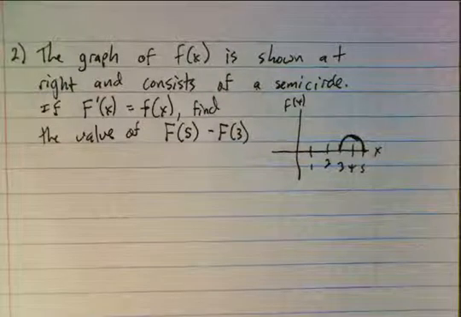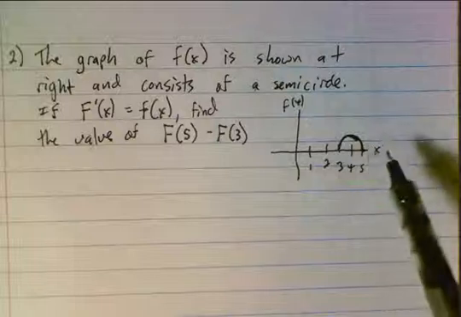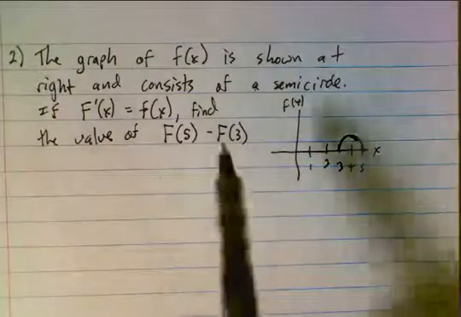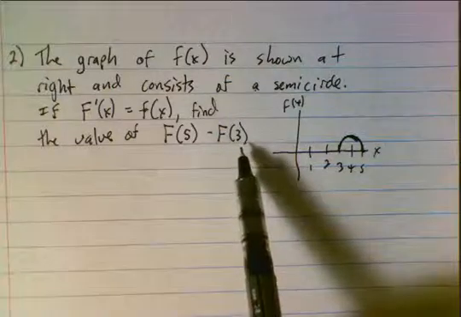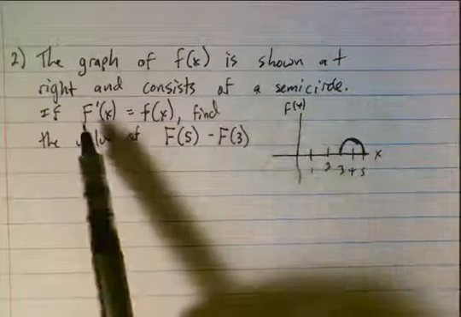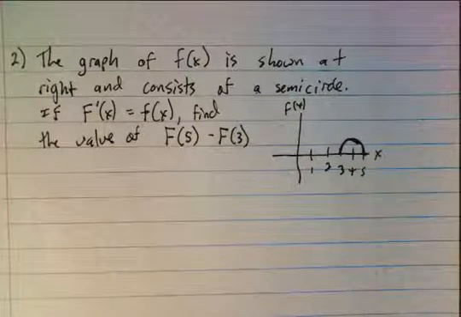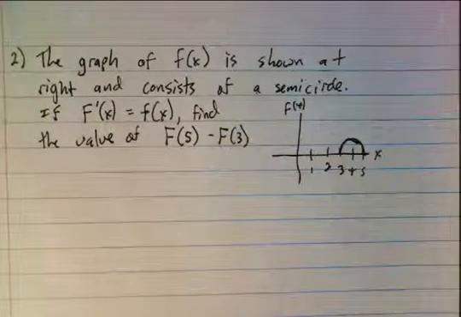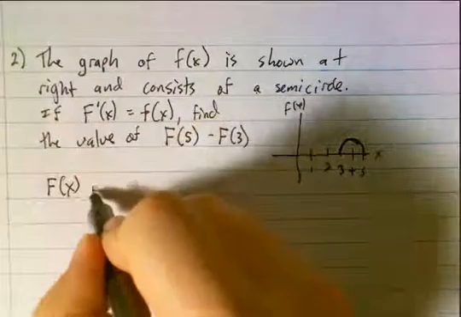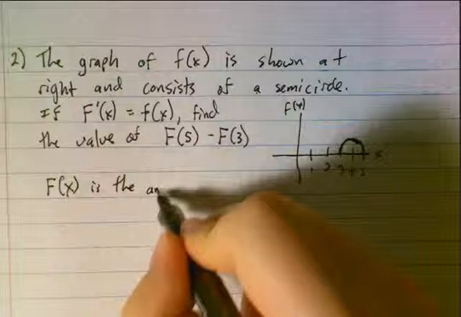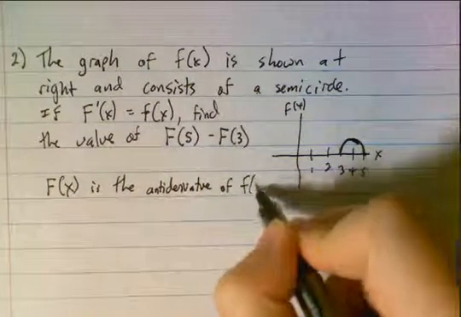Okay, so we're told that lowercase f is just this little semicircle from 3 to 5. That's the entire thing. And we're trying to find the value of uppercase F of 5 minus uppercase F of 3. We're also told that the derivative of uppercase F is lowercase f. So this is where we want to state what we know about the relationship. So that means we know that capital F is the antiderivative of lowercase f.